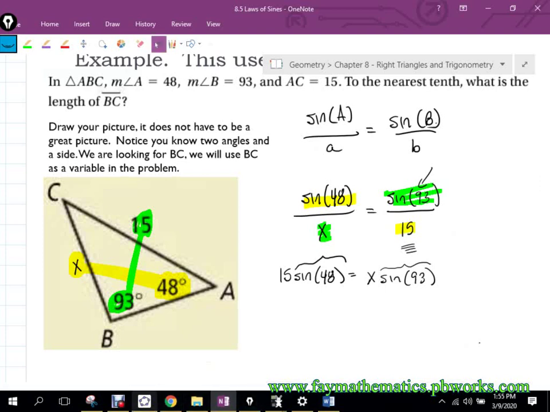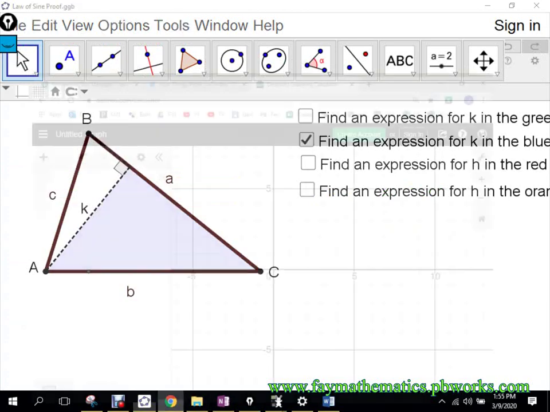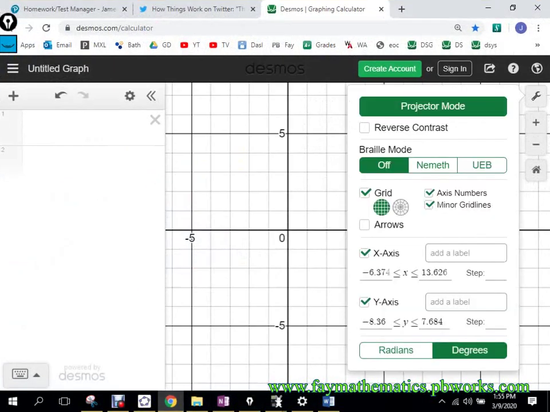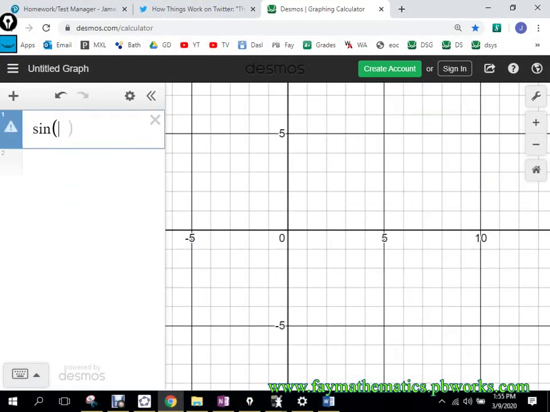Well, let's actually see if I can get Desmos to give me sine of 93. Sine of 93, 0.998, right? So when I say x times sine of 93, I'm really saying 0.9986 times x. Does that make sense? So this here is my coefficient, but it's rounded. This is my coefficient, unrounded, right?